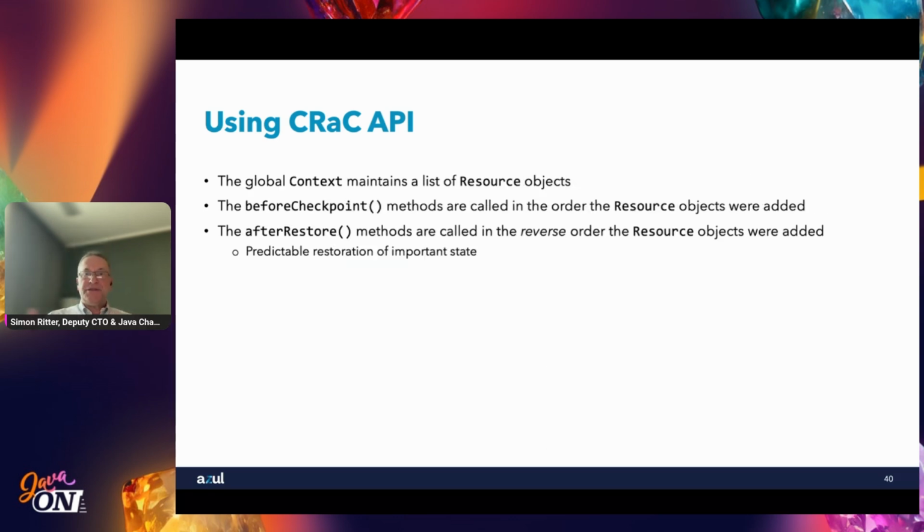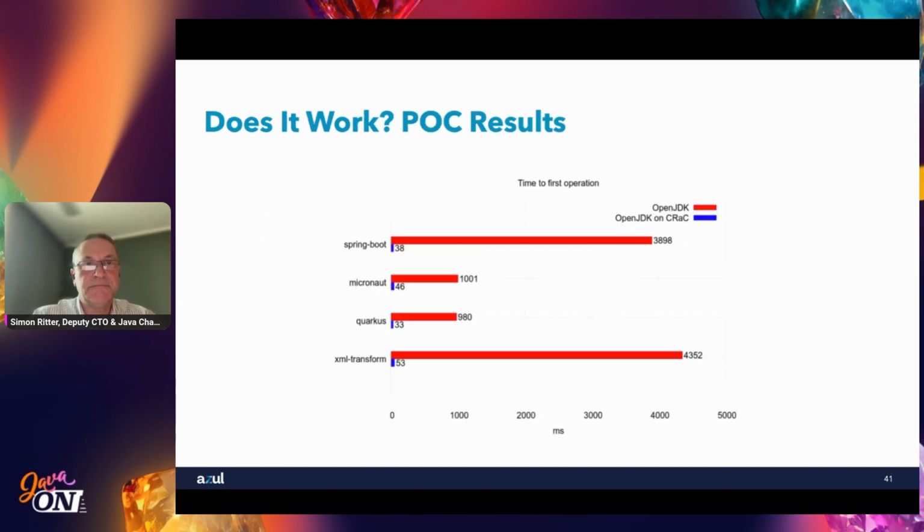The other thing that's important about this is the order in which things happen. So you can register your resources in a specific sequence. When the checkpoint is going to happen, the before checkpoint method on those resources will be called in that order. So you define the order you want them to happen in, and that's the order they will happen in. When we do a restore, we reverse the order. So it's like going down a stack and then coming back up the other side. So we reverse the order so that you can do things in a described sequence. Gives predictable restoration of the important state.